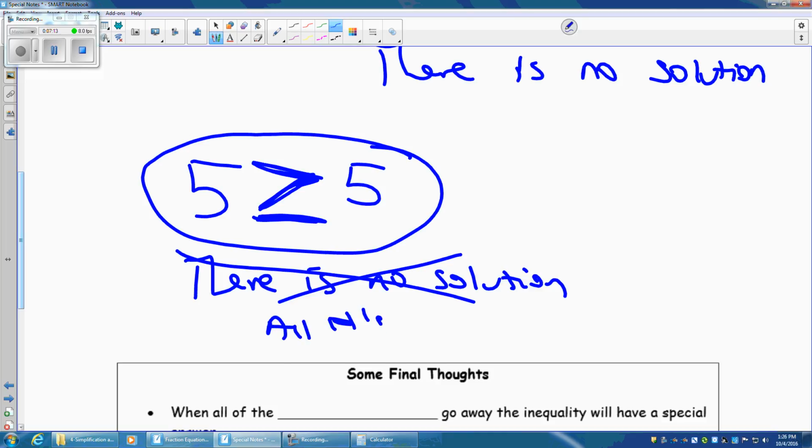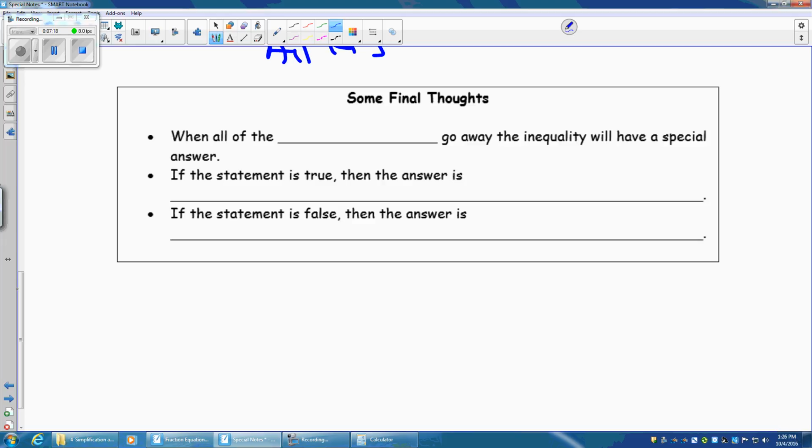All right. Some final thoughts, and we are done. When all of the variables go away, the inequality will have a special answer. If the statement is true, that answer is all numbers are a solution. And if it is false, the answer is there is no solution.